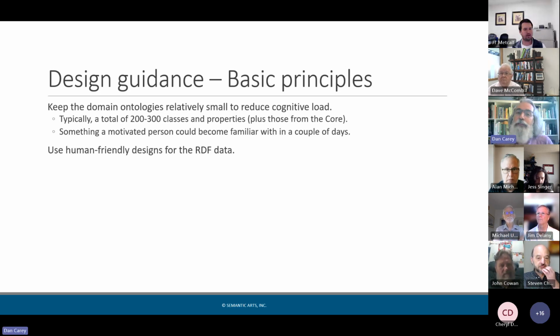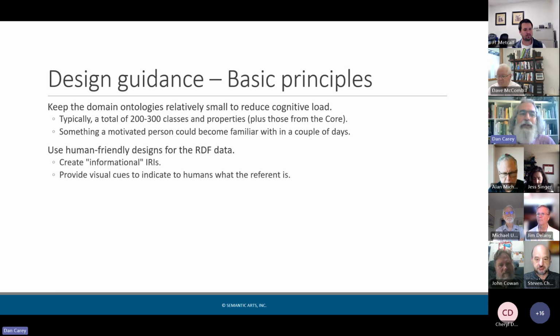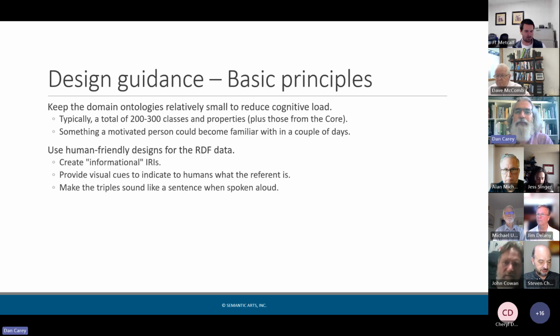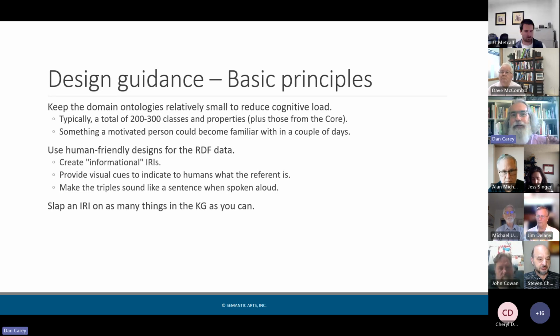We want to use human-friendly designs for our RDF data. I'll expand on that in a little bit, but we want what we call informational IRIs, providing visual cues to humans about what the referent is. We want triples that sound like sentences when you speak them aloud. It's one thing to read it, but when you speak it to another person, which invariably happens when you're talking with other people, you want a triple to sound natural. We want to put an IRI on as many things within the knowledge graph as we can.